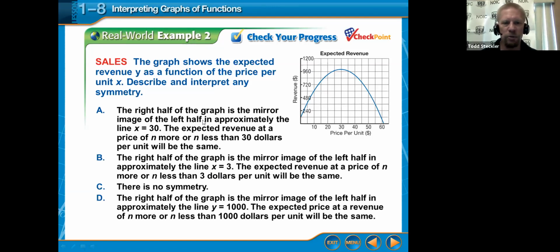And now let's make sure we have the correct interpretation. Here it says the expected revenue at a price a certain amount more or less than $30 per unit will be the same. So for example, if we go $5 more than 30, that would be $35. And if we go $5 less than 30, that's $25. And sure enough, at $25 and at $35, the revenue is approximately $960 for that price of a unit. So the correct answer here is letter A.